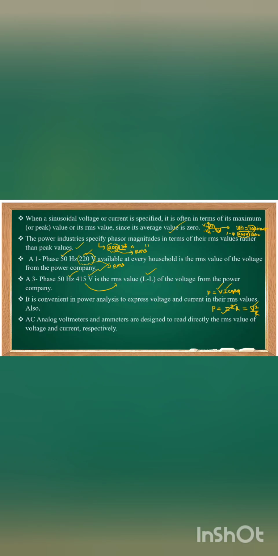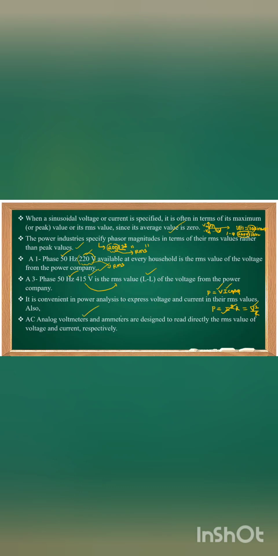Because power is dissipating in the form of heat. The elements which dissipate the power in the form of heat, in those elements, for power calculation you have to use the RMS value, don't use the average value. This statement you have to remember.